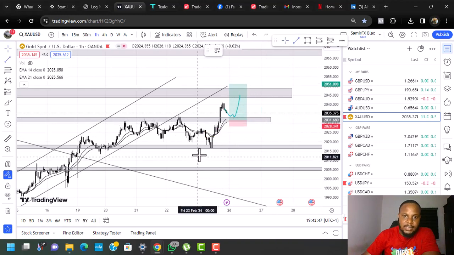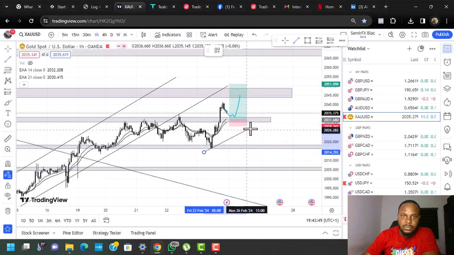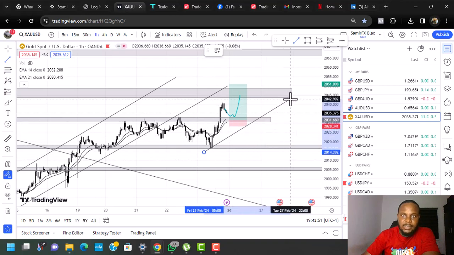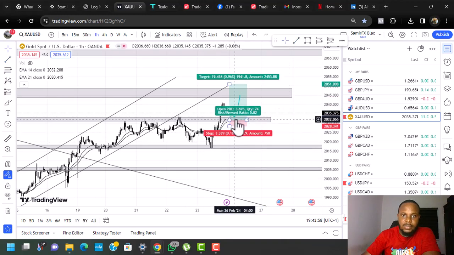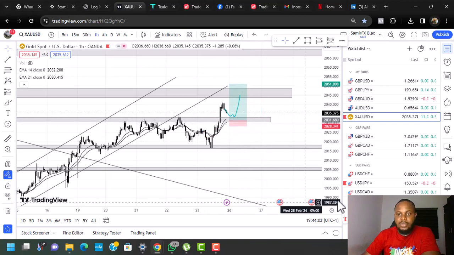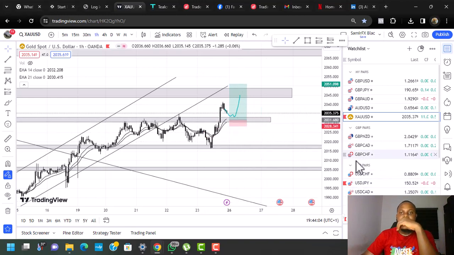You can also guide it with the formation of this new, I doubt, so I don't really see any good patterns here. Or I think I'll just wait for gold to react on this level with some bullish confirmation before I go into the trade. So yeah, I'll be stopping here for now.